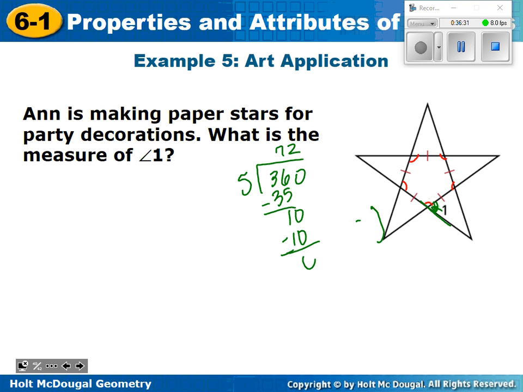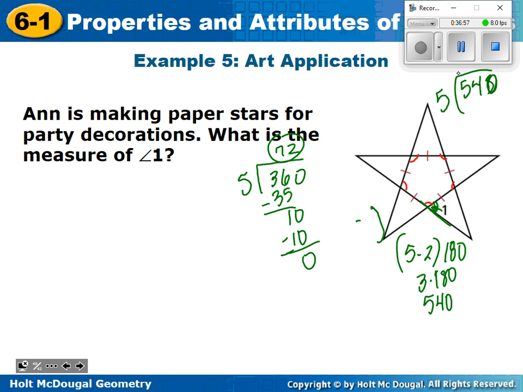The longer way, which is still valid, is you could have said, okay, let's find this angle, and what do we know about an interior and an exterior? They're always supplementary. So you could have said 5 minus 2 times 180, which is 3 times 180, which is 540, and then you could have divided that by 5 to find out what is each angle.